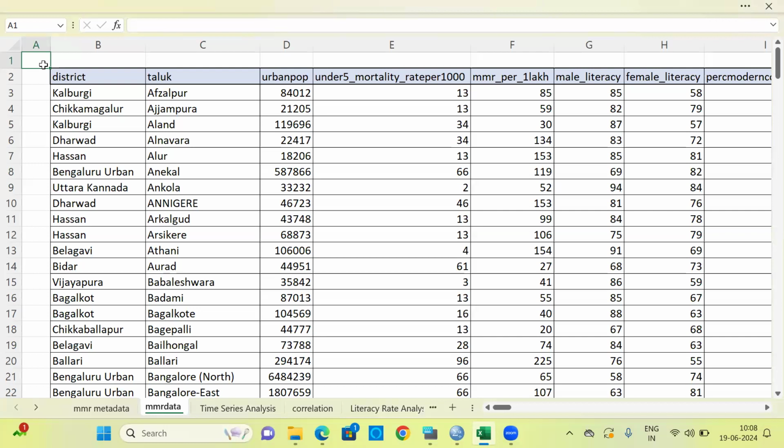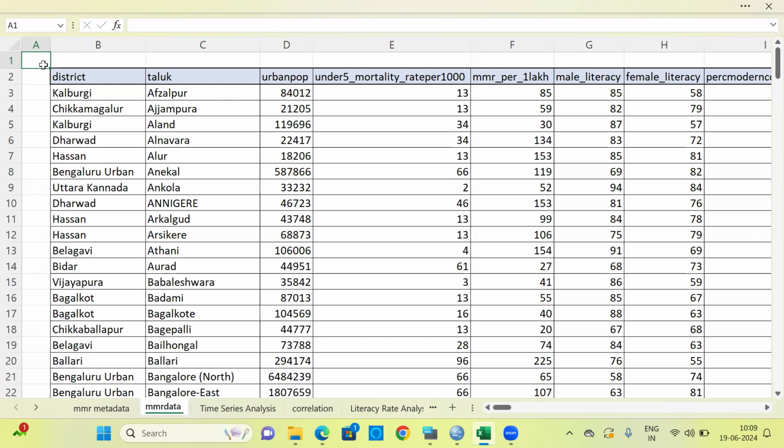First, what exactly is maternal mortality ratio? MMR refers to the number of maternal deaths per 1 lakh live births. I repeat, MMR refers to the number of maternal deaths per 1 lakh live births. This is a critical indicator of maternal health and healthcare quality.